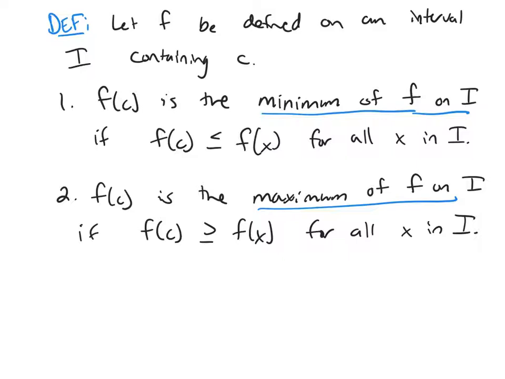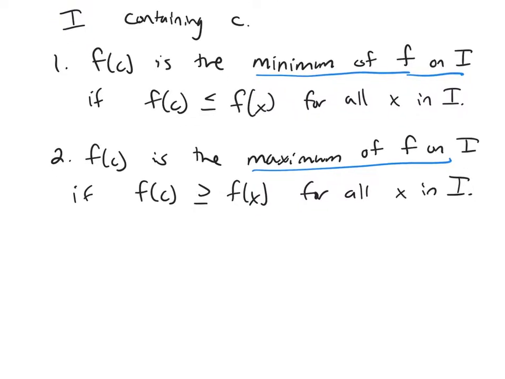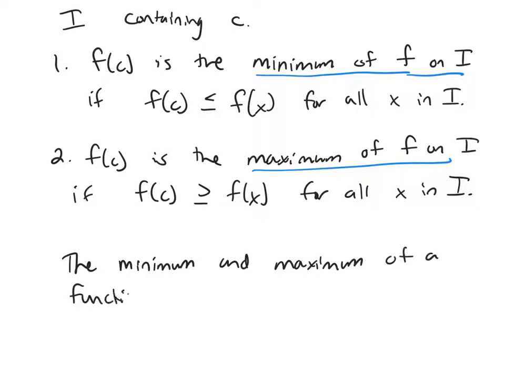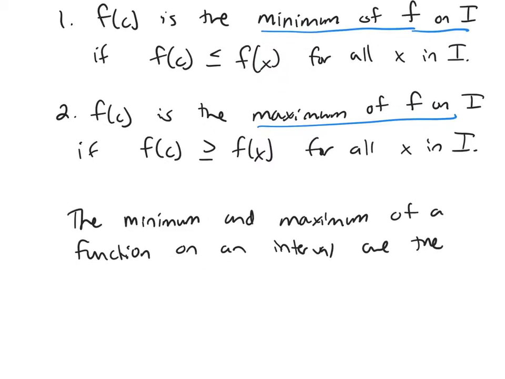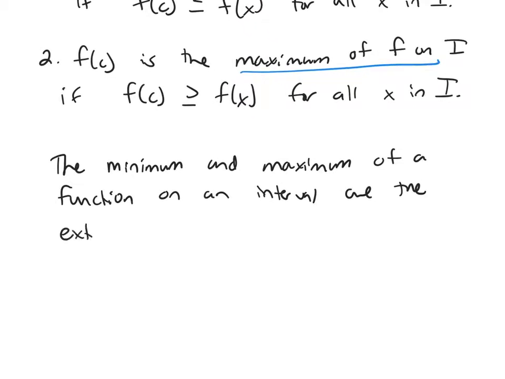Now there's a lot of different terminology that's used that all kind of means the same thing, so I'm going to go over that part now. We say the minimum and maximum of a function on an interval are the extreme values, or another word that's used is extrema.